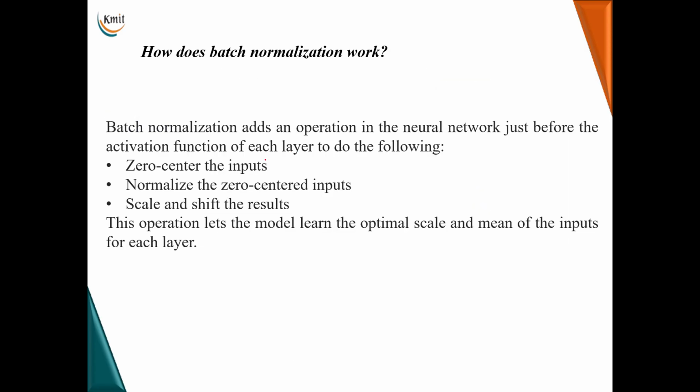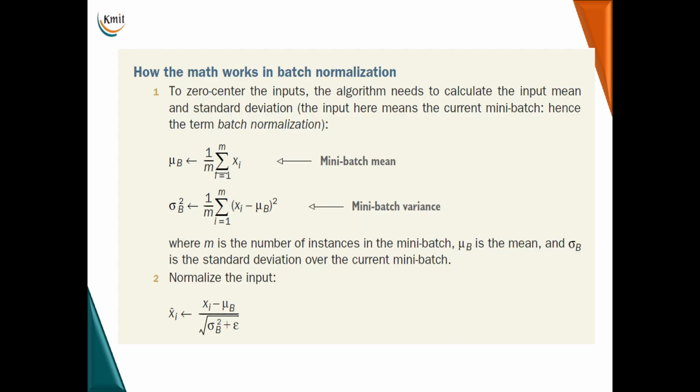Now how does batch normalization work? It will zero center the inputs, normalize the zero-centered inputs, then scale and shift the results. These are the three steps we have discussed in the previous slide. And these are the mathematical equations of batch normalization. This is the mini-batch mean and this is for the variance. Subtract that mean and variance from the input so as to normalize the data.